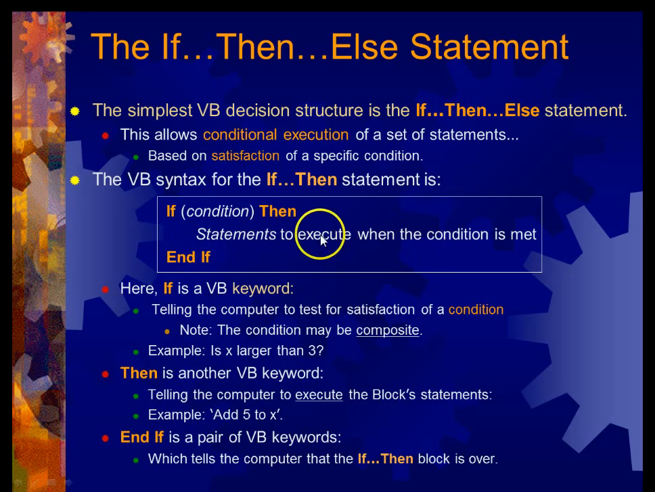He says the statements to execute when the condition is met. Okay? Here, if is a VB keyword or reserved word, telling the computer to test for satisfaction of a condition. Note the condition may be composite. So what does that mean? Again, composite means we might have and, or, or some other weird combination of those.